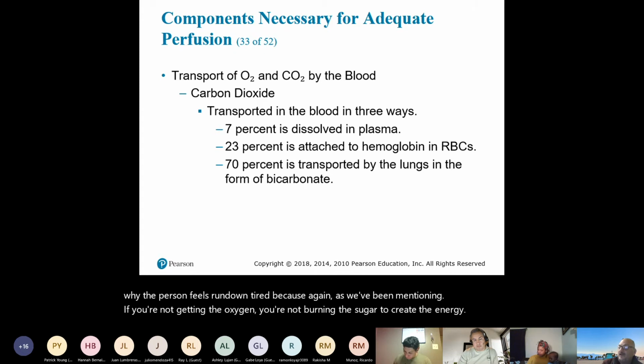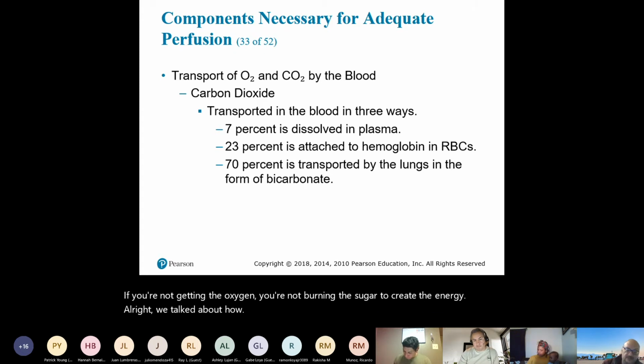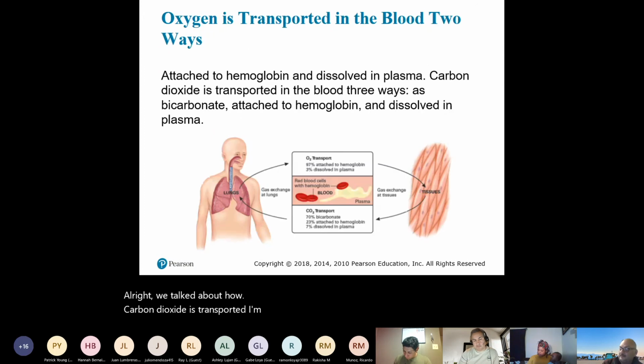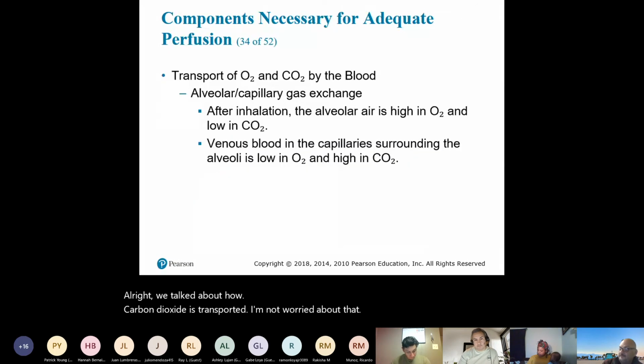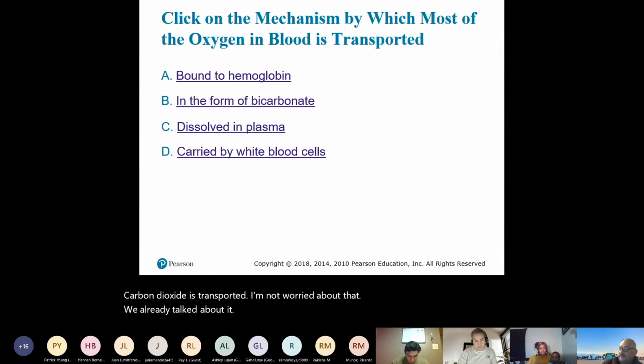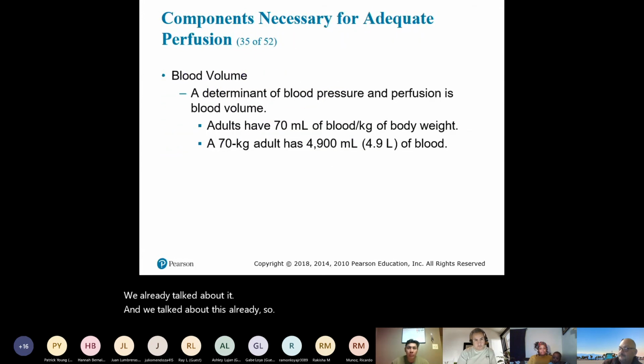All right, we talked about how carbon dioxide is transported. I'm not worried about that. We already talked about it. And we talked about this already. All right, so questions.